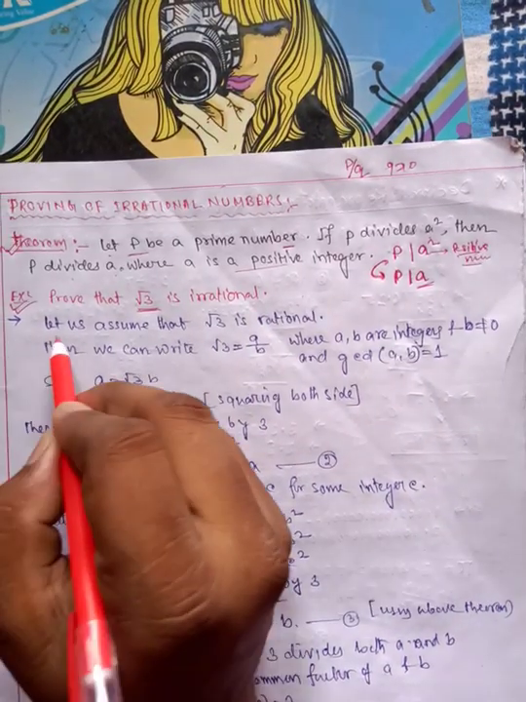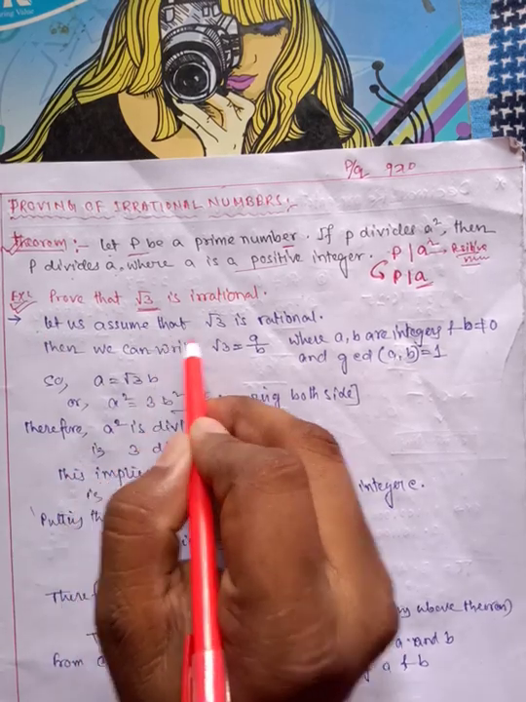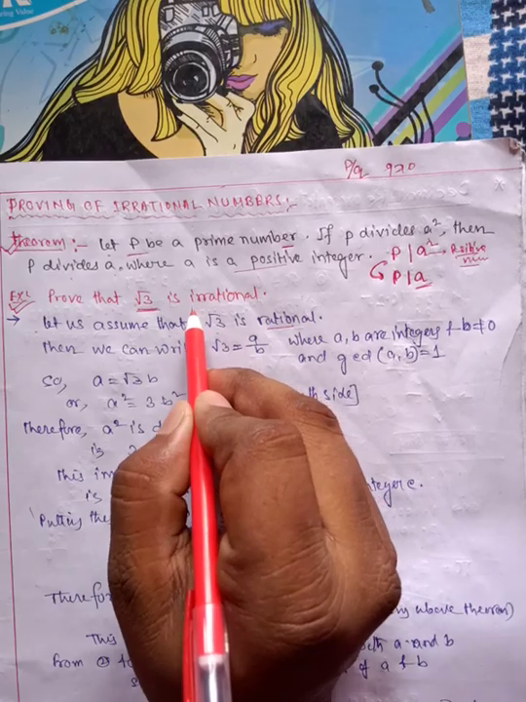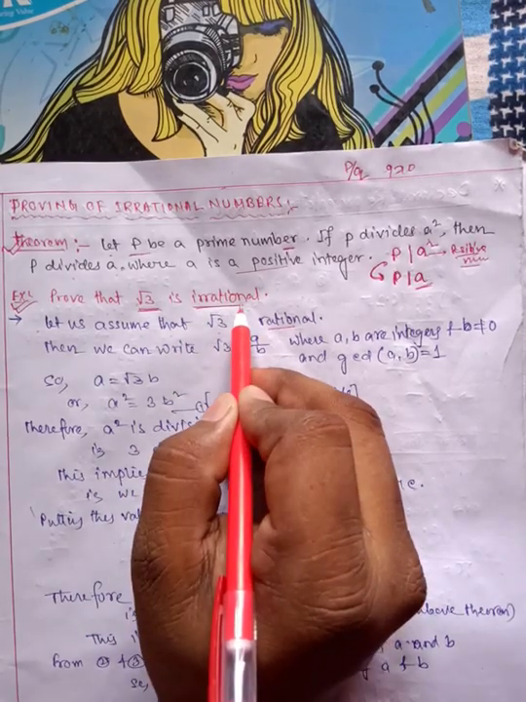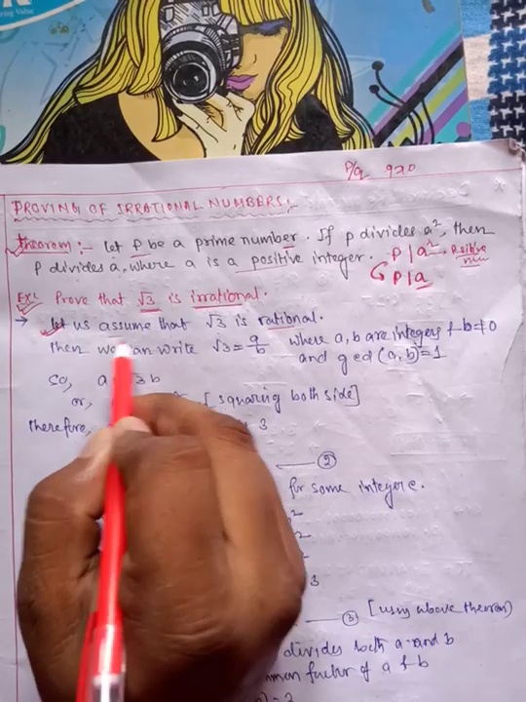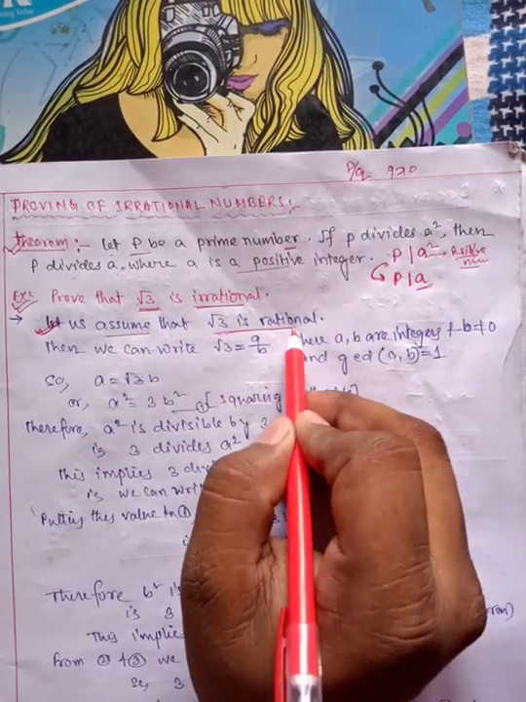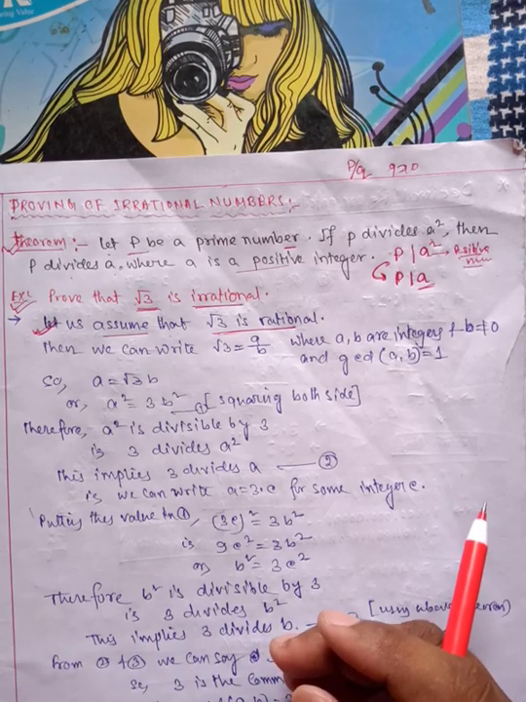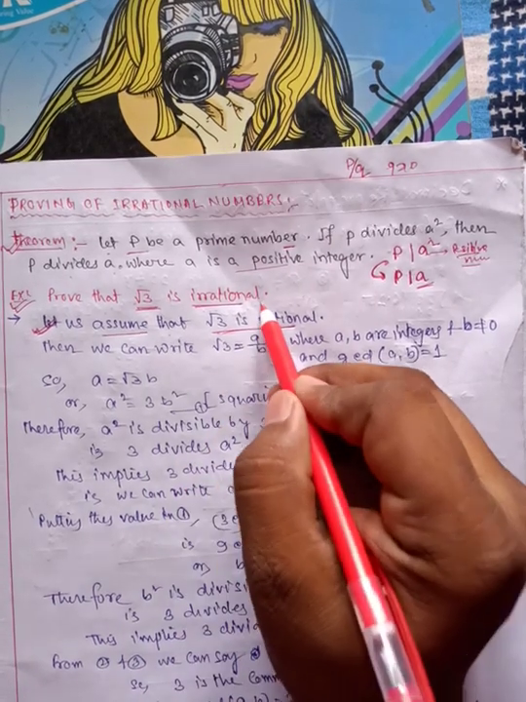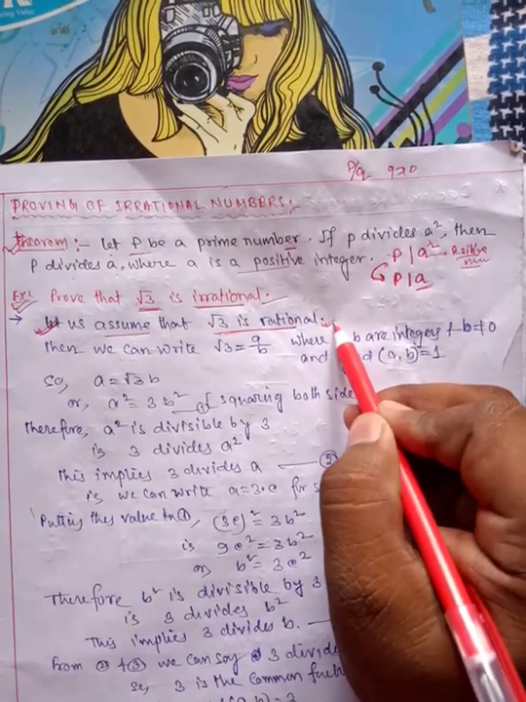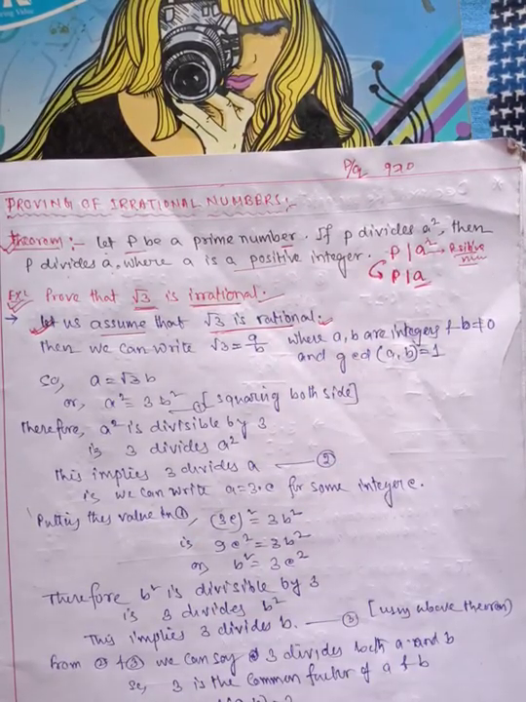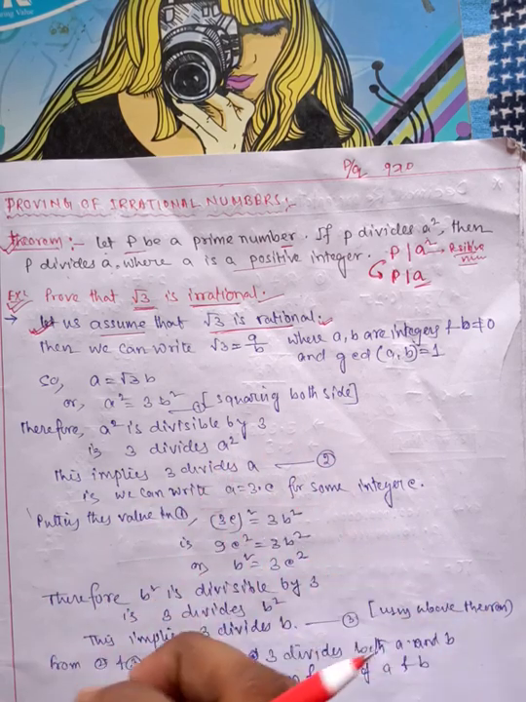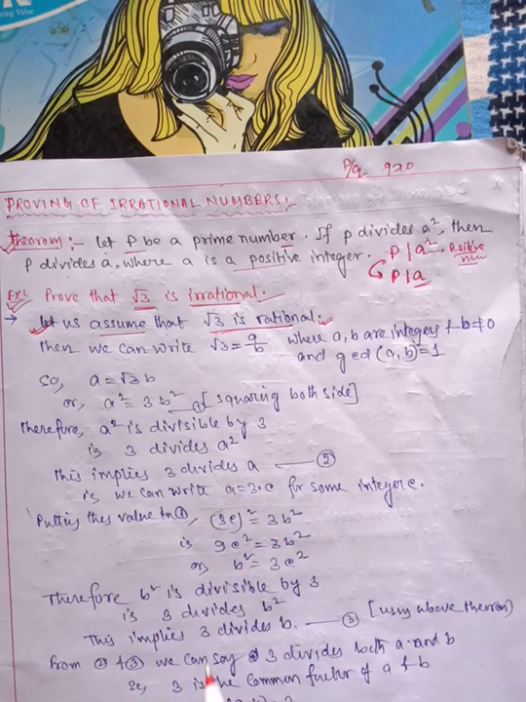For that, let us assume that root 3 is rational. Now mind it, we have to show that it is irrational, but we are assuming that root 3 is rational. That means we are assuming the opposite thing. We have to prove irrational, but we are assuming it is rational. Then at the last we are going to show a contradiction. That means that may not happen. An absurd result we are going to show.